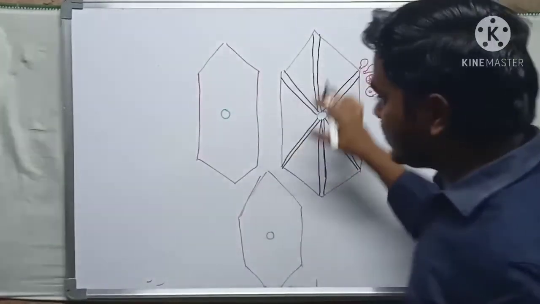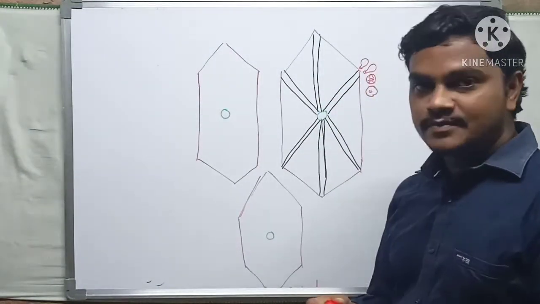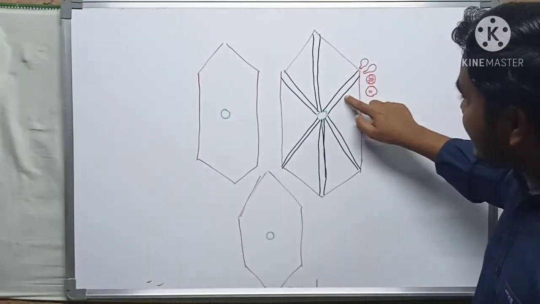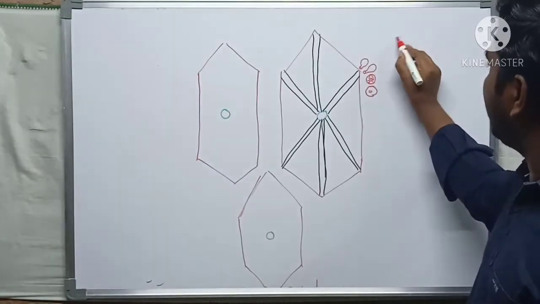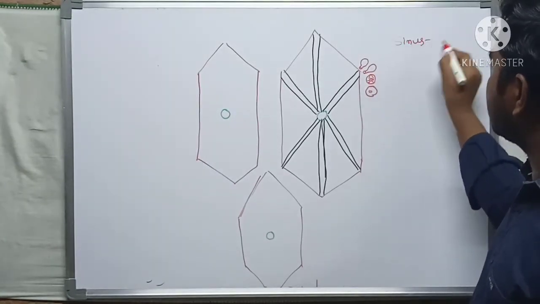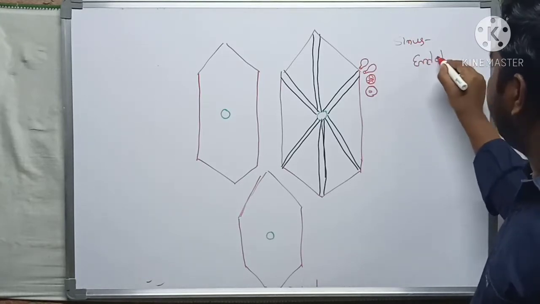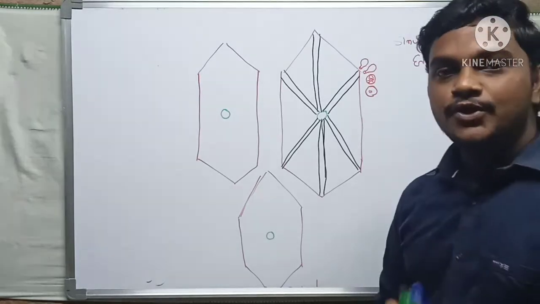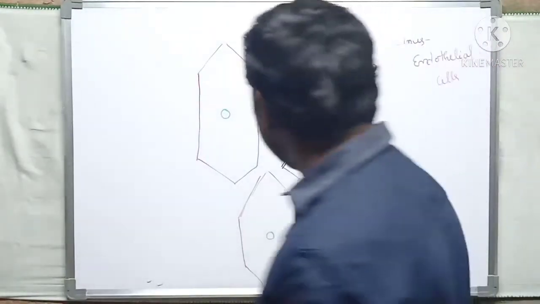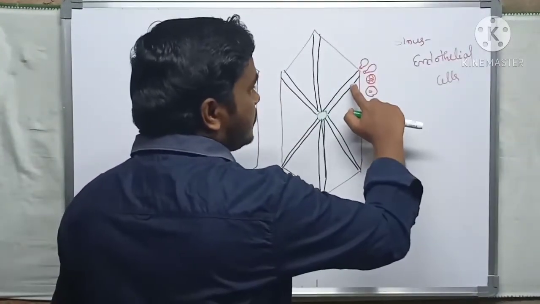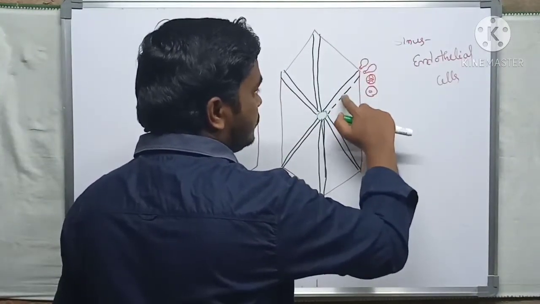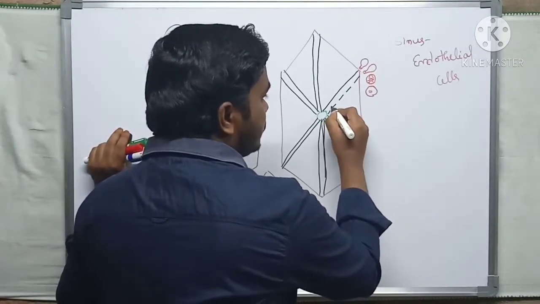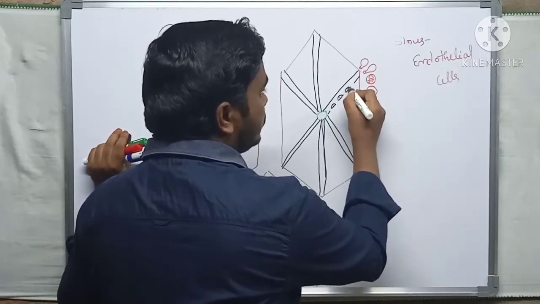You all know these are sinusoids. Sinus is the singular word. These sinusoids are made up of endothelial cells. But the problem is that endothelial cells are pretty leaky. So there are some fenestrations. How are they arranged in these sinusoids? The endothelial cells are like this. Endothelium cell.